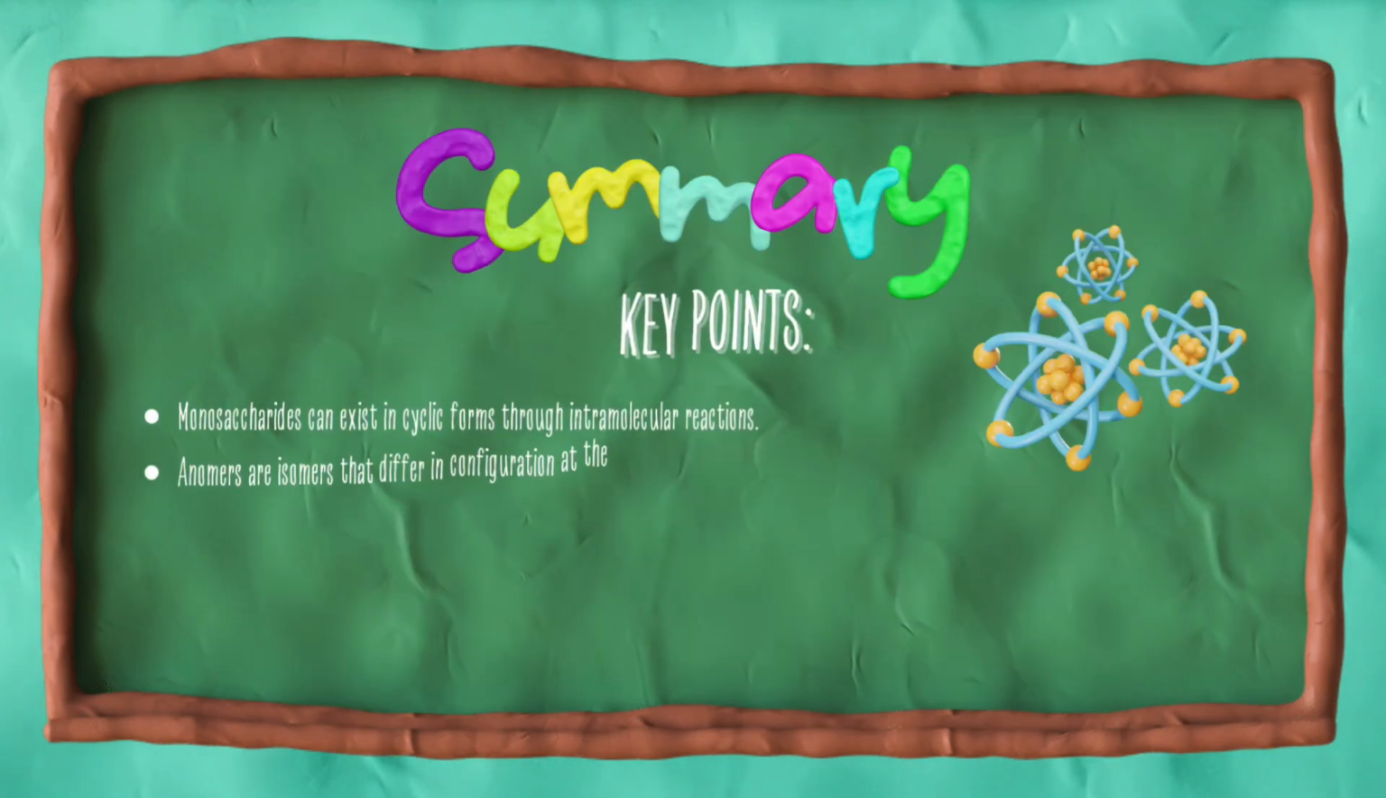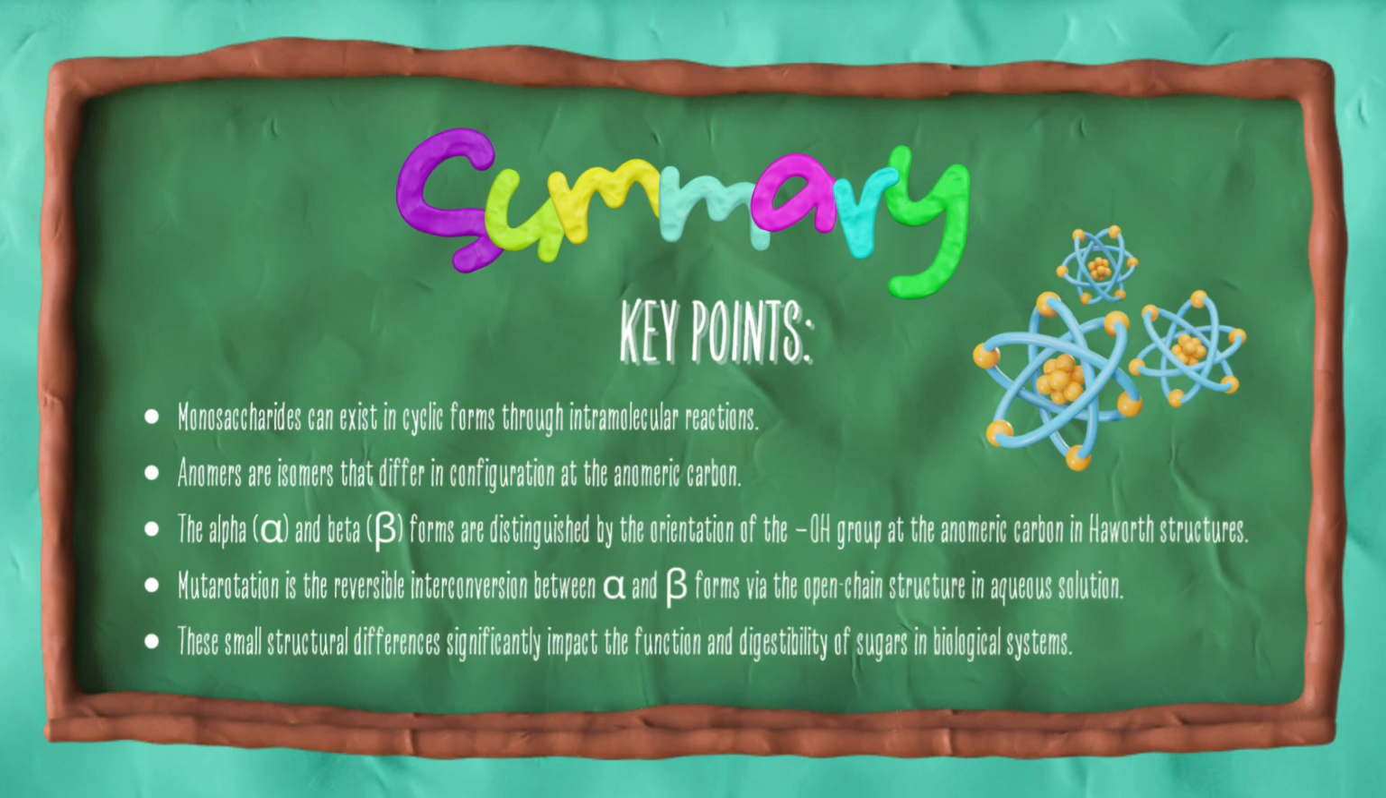To sum it up, monosaccharides like glucose form rings in water. When this happens, the position of the OH on the anomeric carbon creates two isomers, alpha and beta anomers. These forms differ only in how one group points, but that difference affects how the sugar behaves, reacts, and builds polysaccharides. Through mutual rotation, these forms shift back and forth, influencing things like taste, digestion, and energy storage.